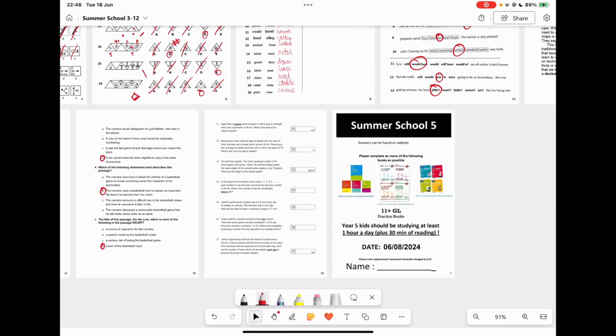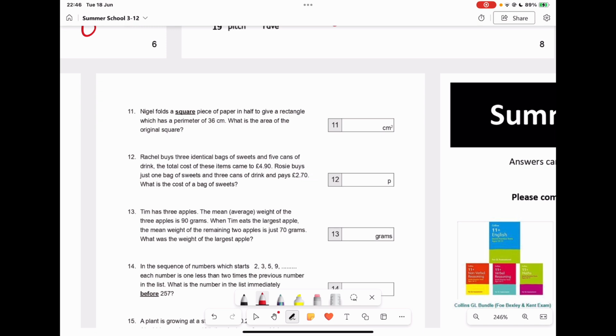Now question 11. Nigel folds a square piece of paper in half to give a rectangle which has a perimeter of 36 centimetres. So what's the area of the original square? Okay, so we know that the perimeter of 36 must consist of 2 lengths here, which are double the length. So you could almost consider this as a 2x, this is x, x, and 2x. So how we're going to find the area of the original square is by finding the initial lengths.